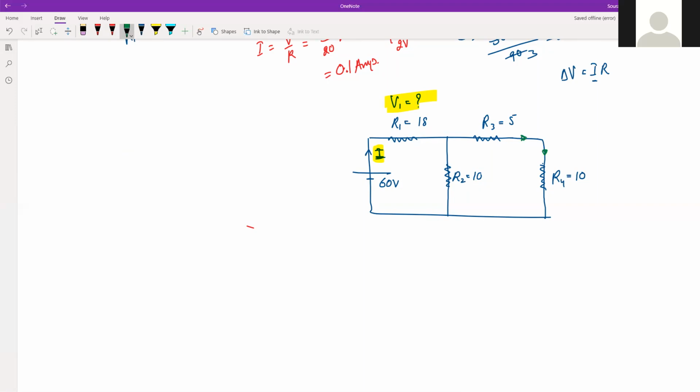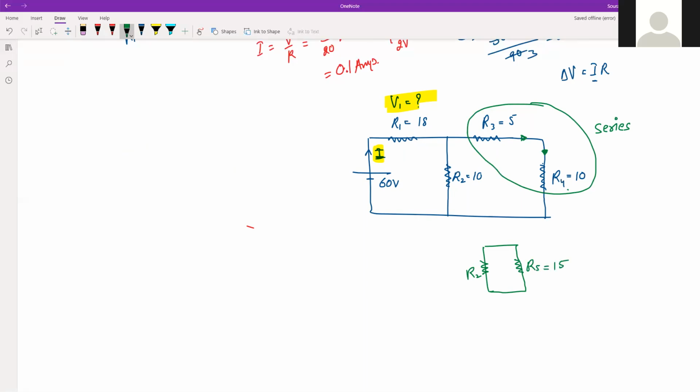Here, there is no division of current. That means these two are actually in series. So just add them. That is actually 15, right? Now see R2 and this combination, which may look like this. You have R2 here, and you have another resistance here. Say that is R5, which is equal to 15.